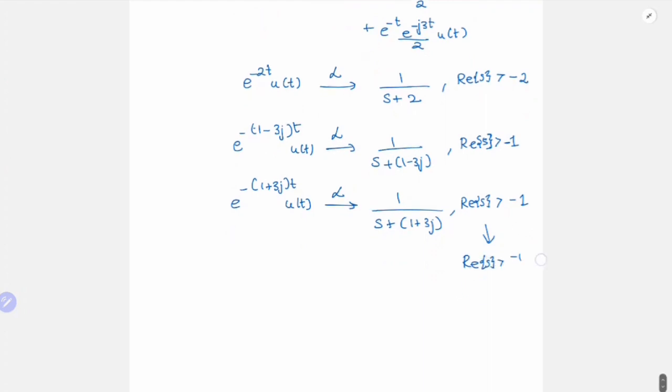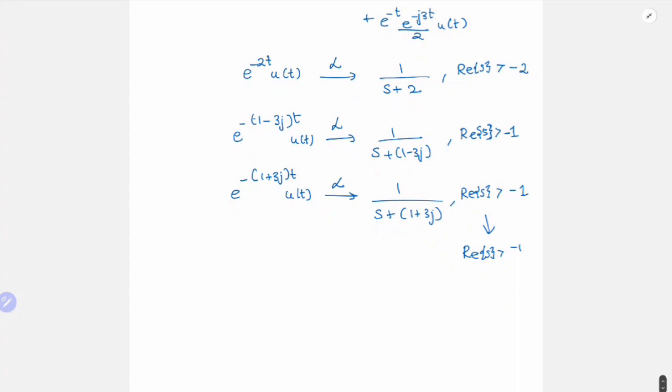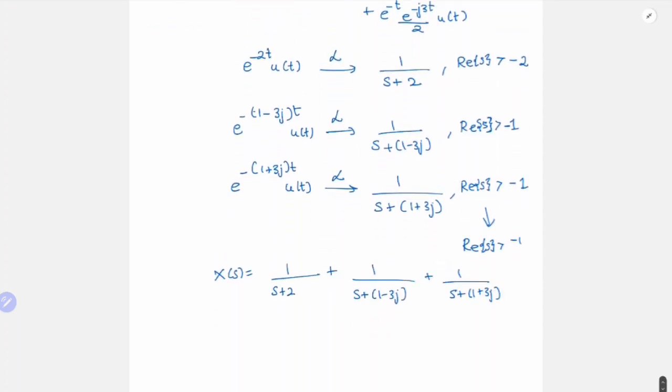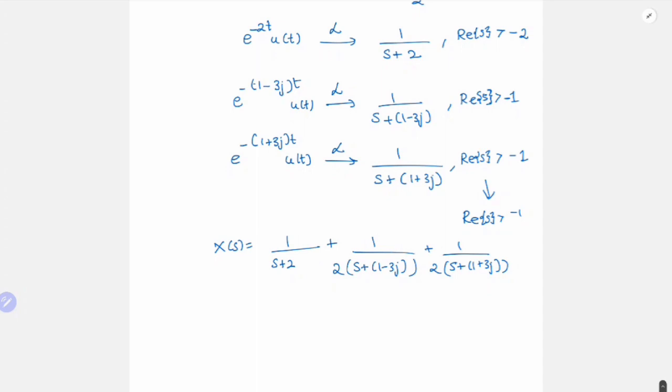It is similar to the previous question, so I needn't draw it again. You can visualize it. My final Laplace transform is nothing but the sum of all these three: 1 by s plus 2 plus 1 by s plus 1 minus 3j plus 1 by s plus 1 plus 3j. And I also have the by 2 factor. So either I can leave it this way or I can combine the terms and write it.